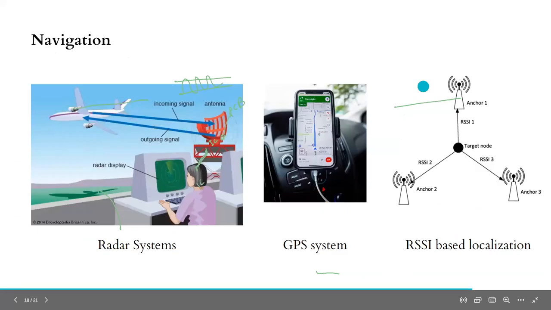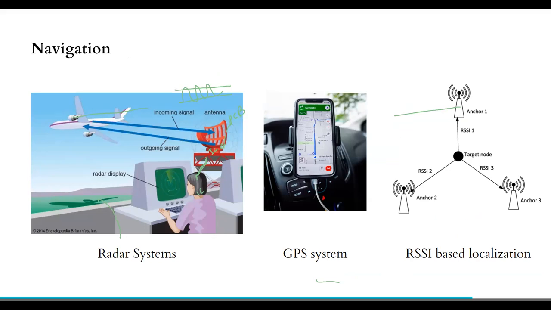So in navigation, we will be using radar systems and GPS systems, RSS-based localization as well, right? In radar systems, we have electromagnetic waves and concepts related to that. We identify an object which is far away from our location by sending an electromagnetic wave to the distance. Once the object gets hit with this electromagnetic wave, it will reflect part of the wave towards the sender. By taking into account the time delay of the transmission, the distance between the radar system and the object will be calculated using concepts such as time of arrival and so on.